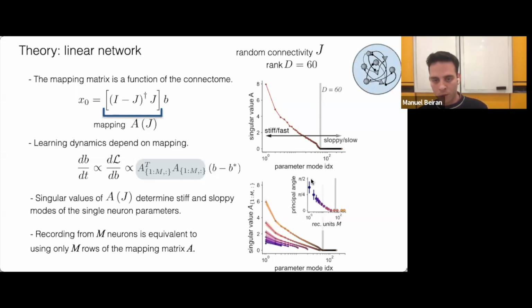And you can see that if we don't record from enough neurons, these subspaces will largely be orthogonal. And as we record from more and more neurons, the subspaces become more parallel. The key point here is that if we record on average from more than 60 neurons, we should be able to well approximate all the stiff modes of the full mapping matrix. So this is the flavor of the theory, and it recapitulates most of the results we found for those nonlinear networks, although we made that big assumption that here everything is linear and we only care about biases.